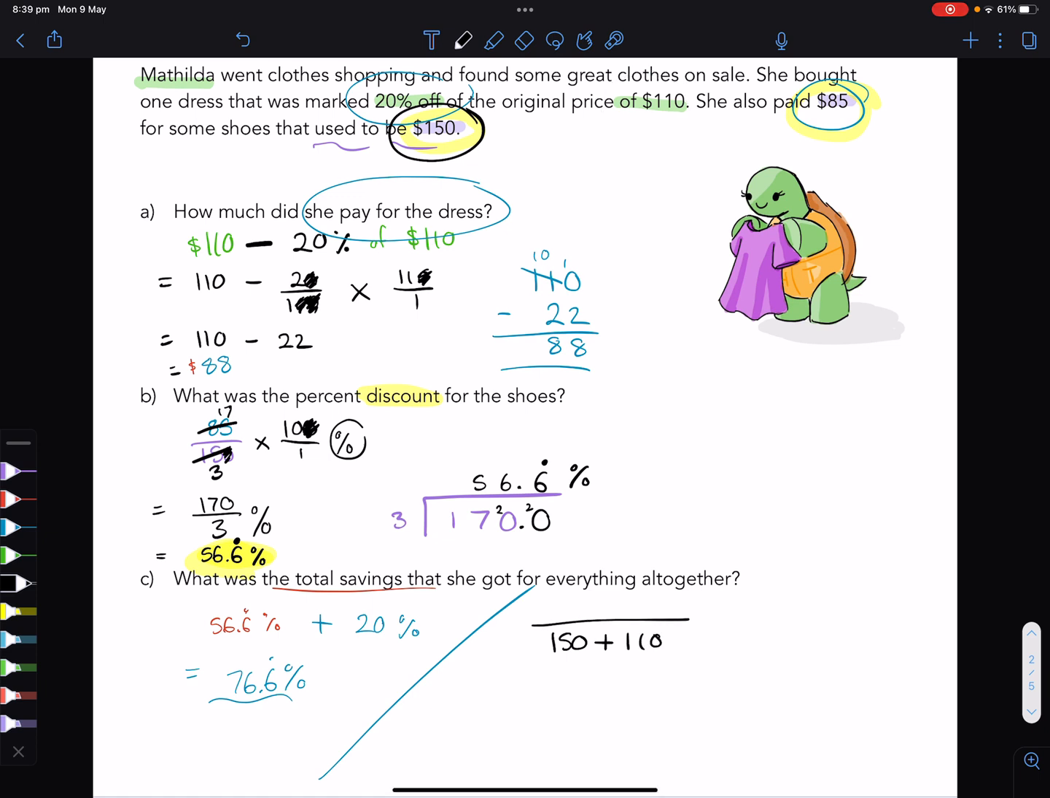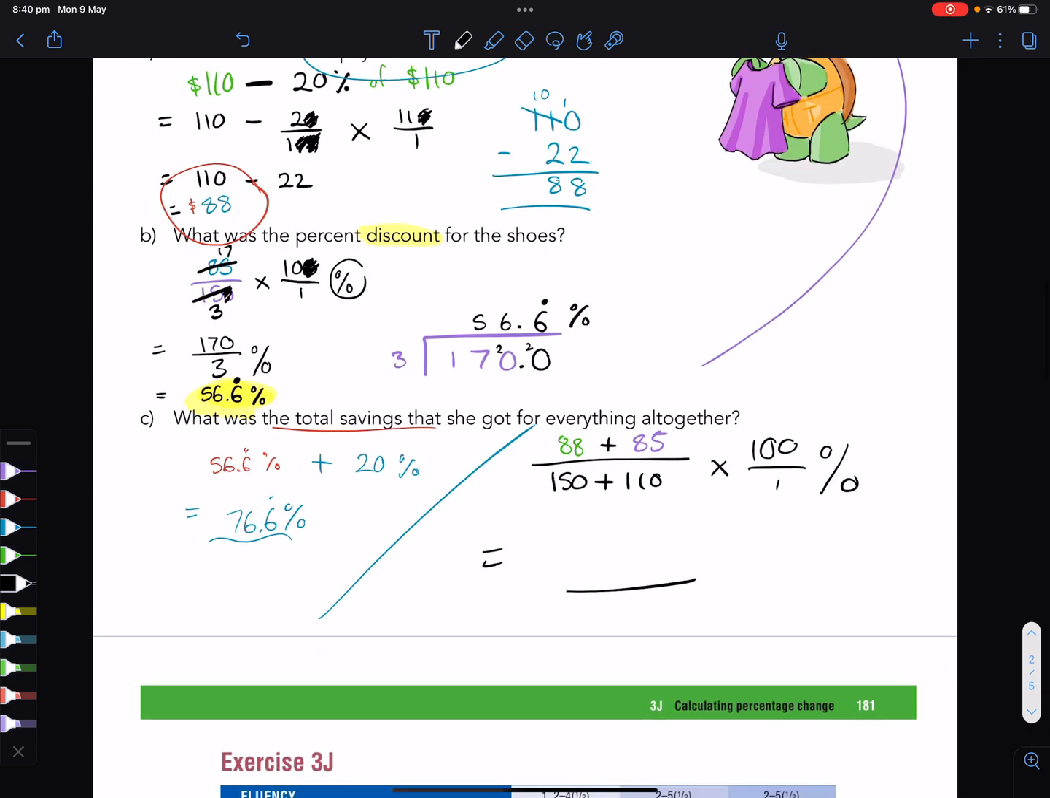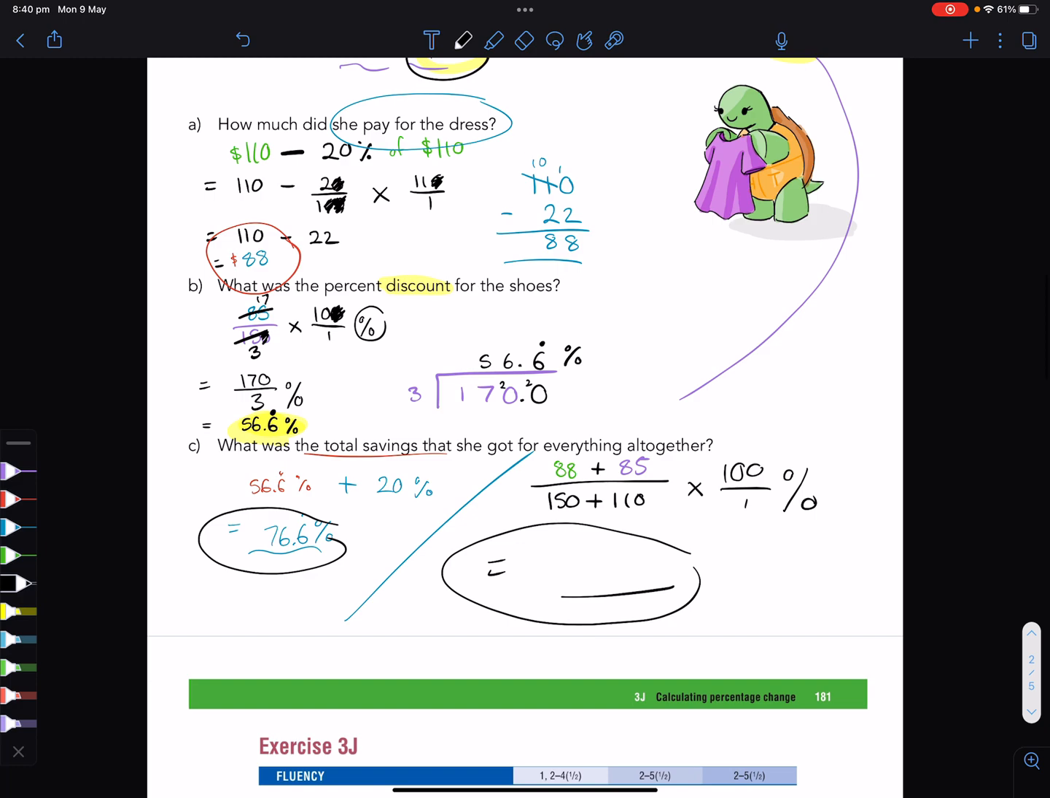The actual price that she paid, we calculated $88 for the dress, so it'll be $88 for the dress, and the cost of her shoes, which we got from the problem here, is $85. And then I would use this method once again, just to check to see if that answer and that answer are the same. That's one way I would have done it, just to be sure.